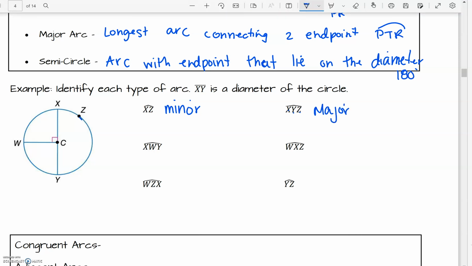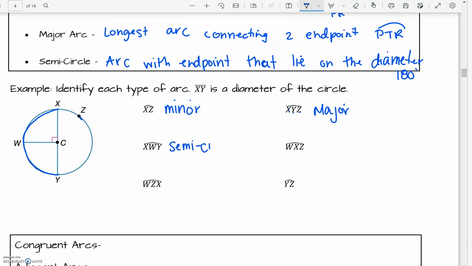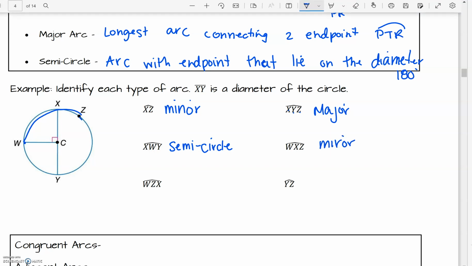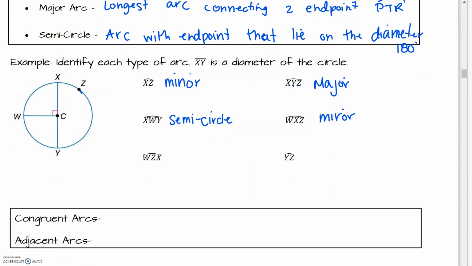Next up is XWY. That would be a semicircle. I don't know if we're labeling it major or minor. The other one's WXZ. So WXZ would be a minor, because a major would be going this way, and that would be bigger than 180, so that would be a minor. A little tricky on that one with the 3 letters, right? So we got to pay attention.